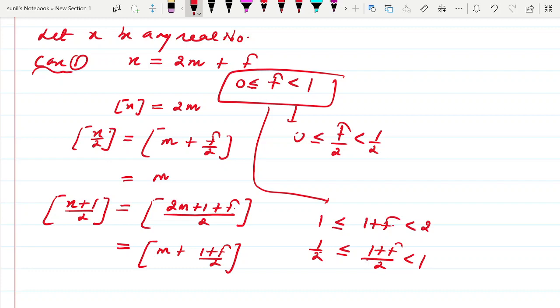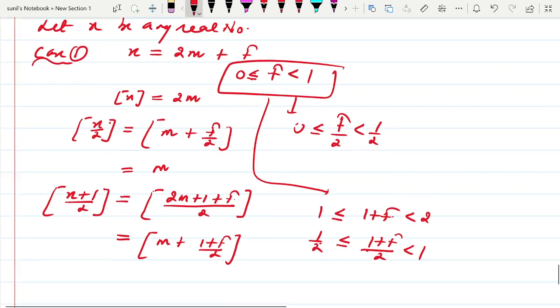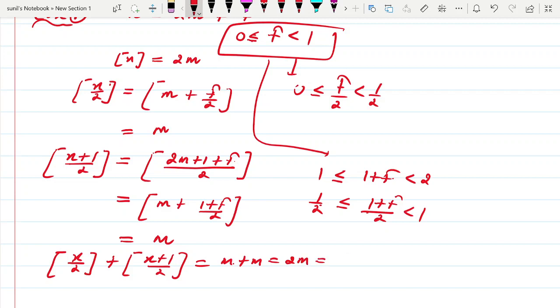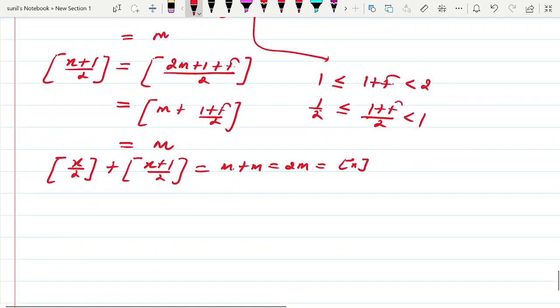Now see, again it is a fraction. So what is the greatest integer of this? m. Now what is the greatest integer of x by 2 plus the greatest integer of (x plus 1) by 2? What we have proved is m plus m, 2m, and that is bracket of x. Now this is case 1, where we have taken an even integer.